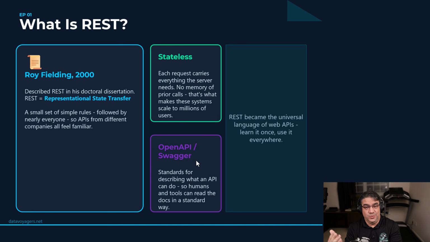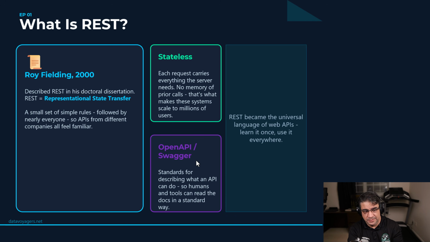So, okay, what about REST? Why REST? It was created by Roy Fielding in the year 2000. So it's not that old, right? 26 years. It's not that bad. It was part of his work in his doctoral dissertation. REST is representational state transfer. A small set of simple rules followed by nearly everyone. So yes, REST APIs are very popular, right? They're adopted almost everywhere.